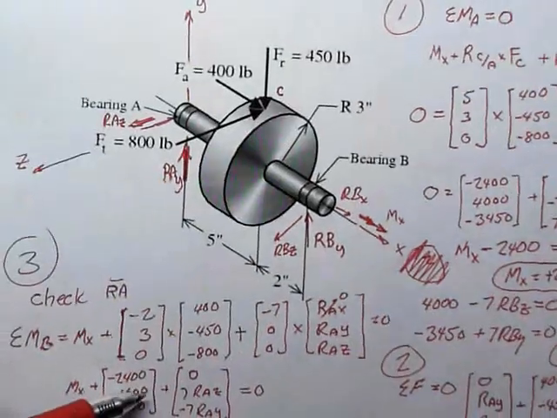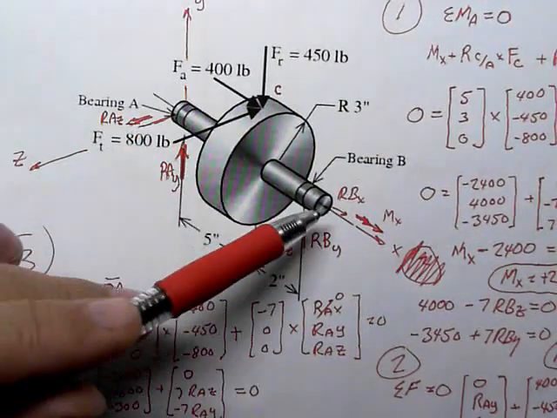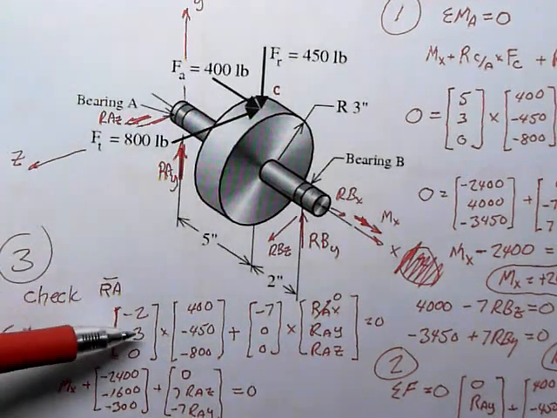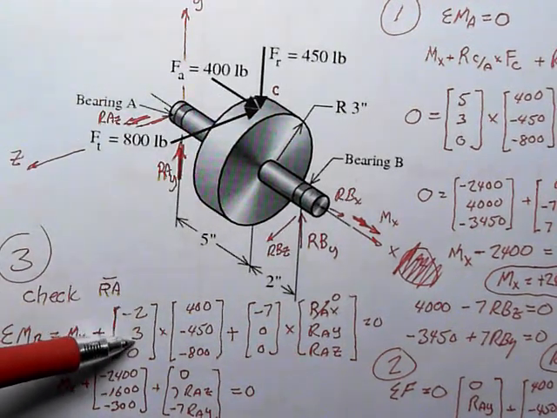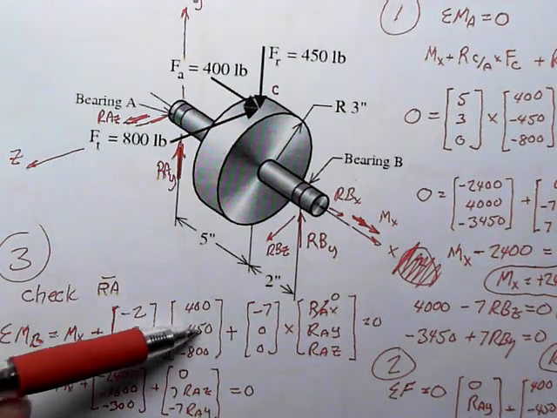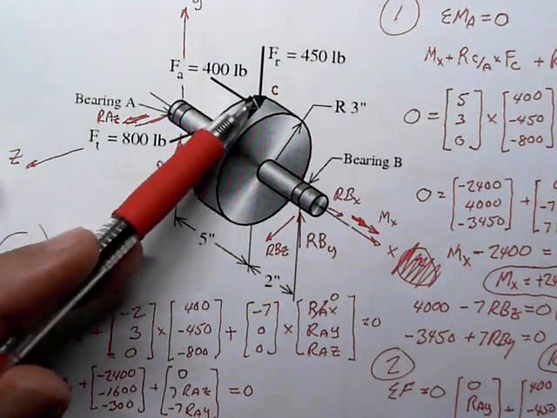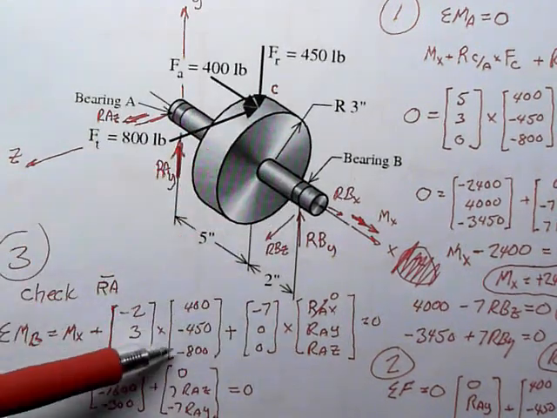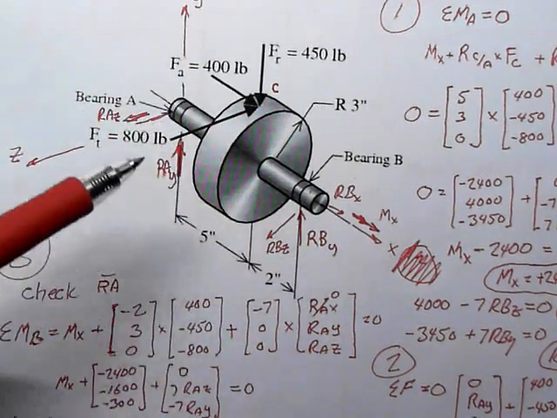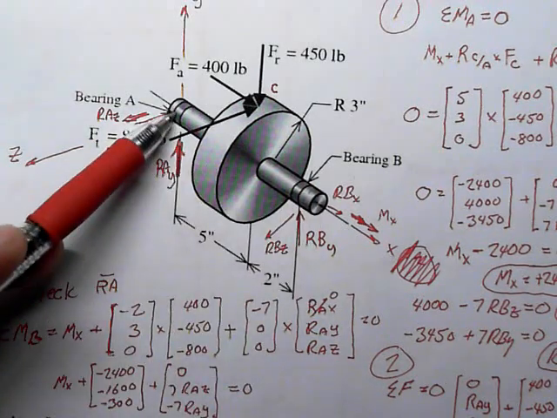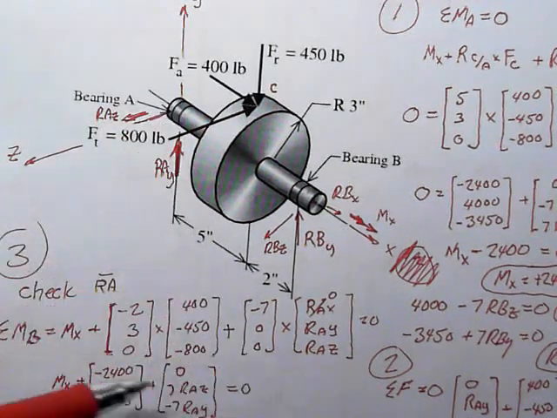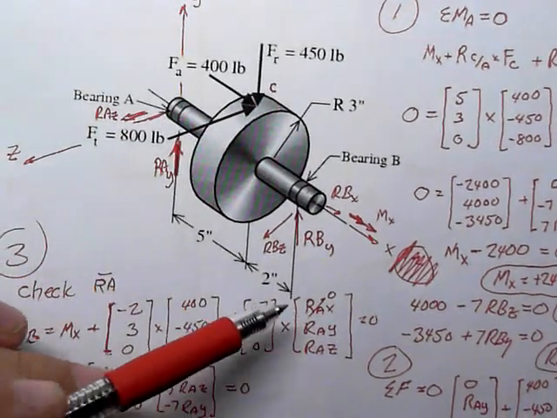For the loads at C, the R vector is minus 2 in the X, positive 3 in the Y, 0 in the Z. That crossed with the loading of 400, minus 450, and minus 800 gives me the moment of these loads about point B. Then the moments of the loads at point A about point B: the R vector is minus 7 in the X, 0 in the Y, 0 in the Z, and the reactions at A would be an RAX, which is equal to 0.